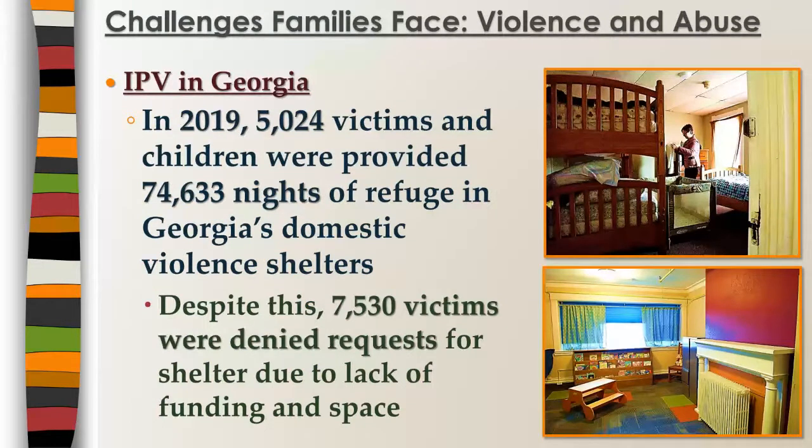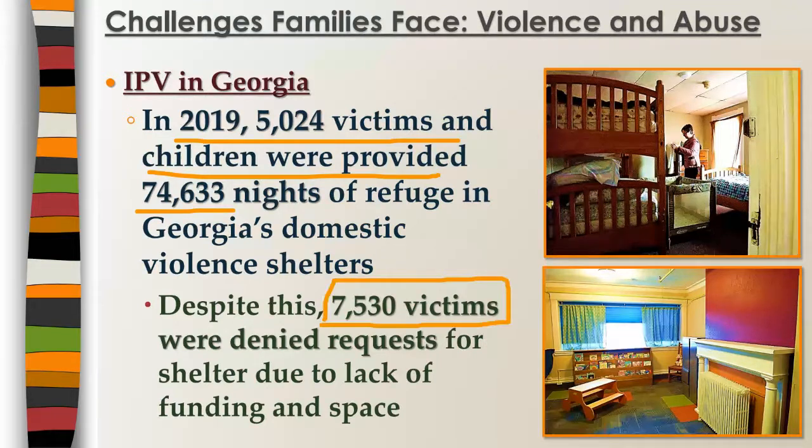So in 2019, 5,024 victims and children were provided 74,633 nights of refuge in Georgia's domestic violence shelters. Even though that's wonderful, despite that, 7,530 victims were denied requests for shelter due to lack of funding and space.